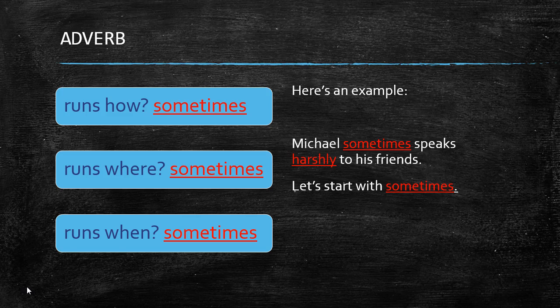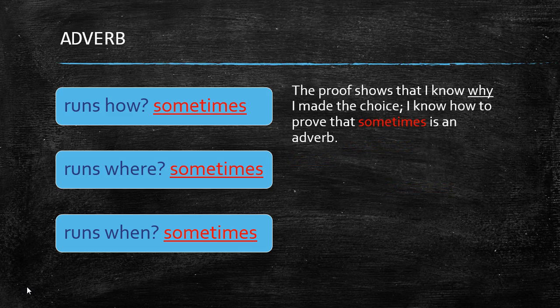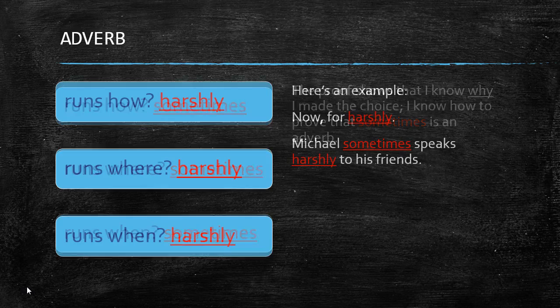Let's start with sometimes. Runs how? Sometimes. Runs where? Sometimes. Runs when? Sometimes. Now, runs how doesn't work, runs where doesn't work, but runs when, that definitely works. So now I know why I made that choice. I know how to prove that sometimes is an adverb.